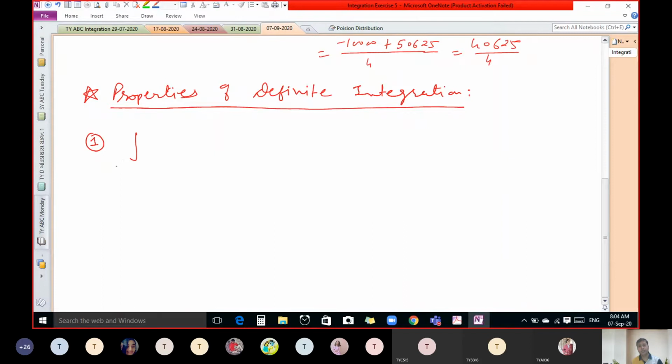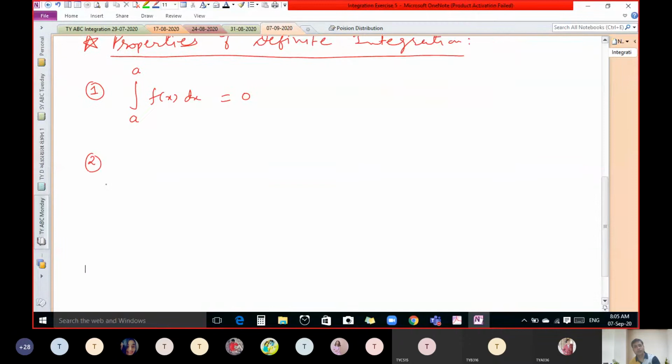First, integration of f of x with respect to x, where the lower limit is a and the upper limit is also a, meaning the lower limit and upper limit are both the same. If they are the same, the answer should be 0. And the reason is very obvious. First we put the upper limit, then we put the lower limit, and whatever answers we get, we subtract them. Obviously the answer remains the same, so the subtraction is 0. So when the lower limit and upper limit are the same, there is no need to find the integration; you get the answer directly as 0.